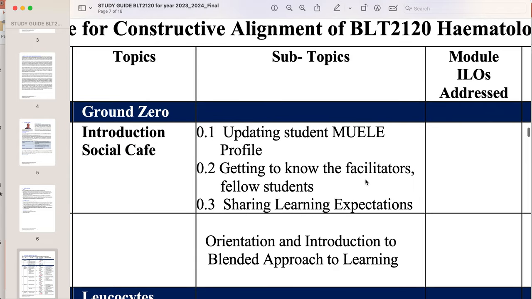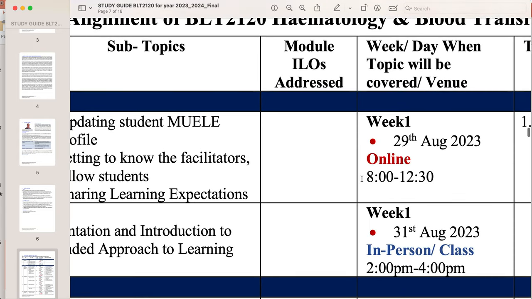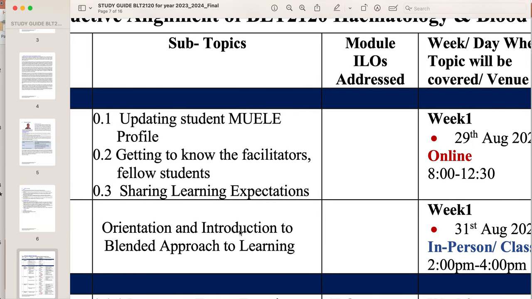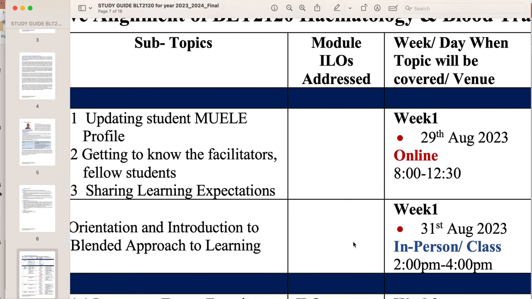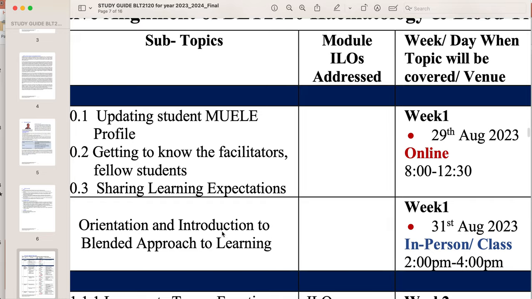So still on the first week, we had an orientation to the blended approach of learning. It was on the 31st August. It was in person in class. The lecture time was 2 to 4 p.m.